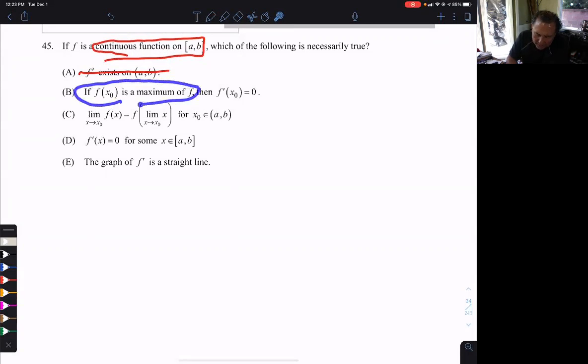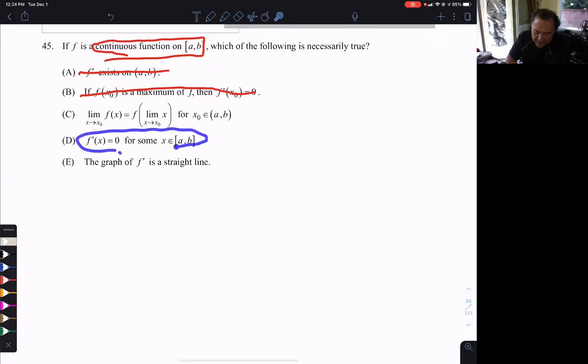If you have a maximum value, does the derivative have to be 0 at that point? And the answer is no, because maximums occur at critical points or endpoints. And a critical point doesn't have to be a derivative of 0, it could be undefined. So just because you have a maximum doesn't mean the derivative is 0. It might be, but it could be a derivative non-existent, or it could be an endpoint. So that doesn't have to be true. I'm going to skip C and come back to that. Let me look at D.